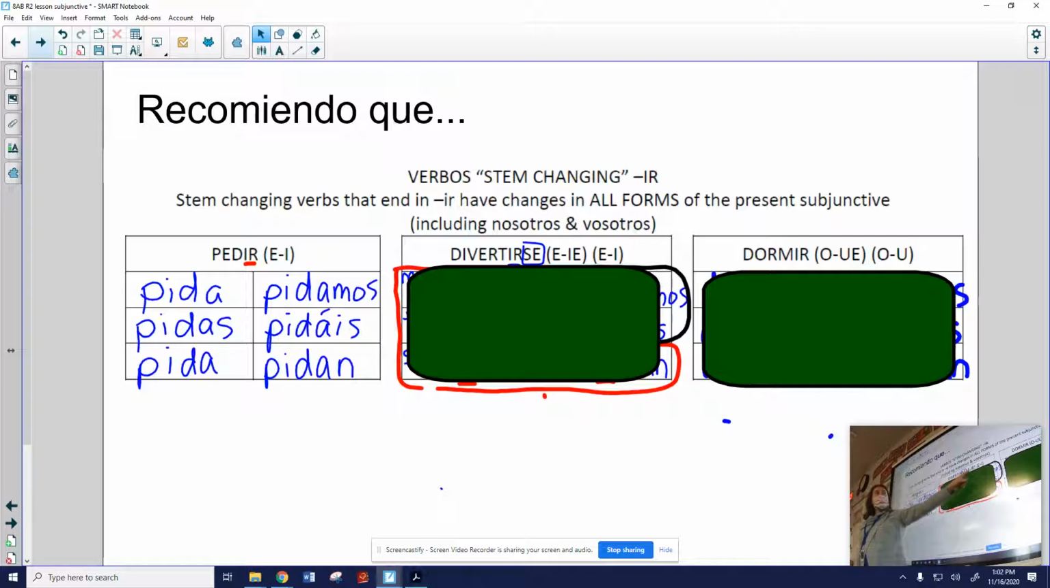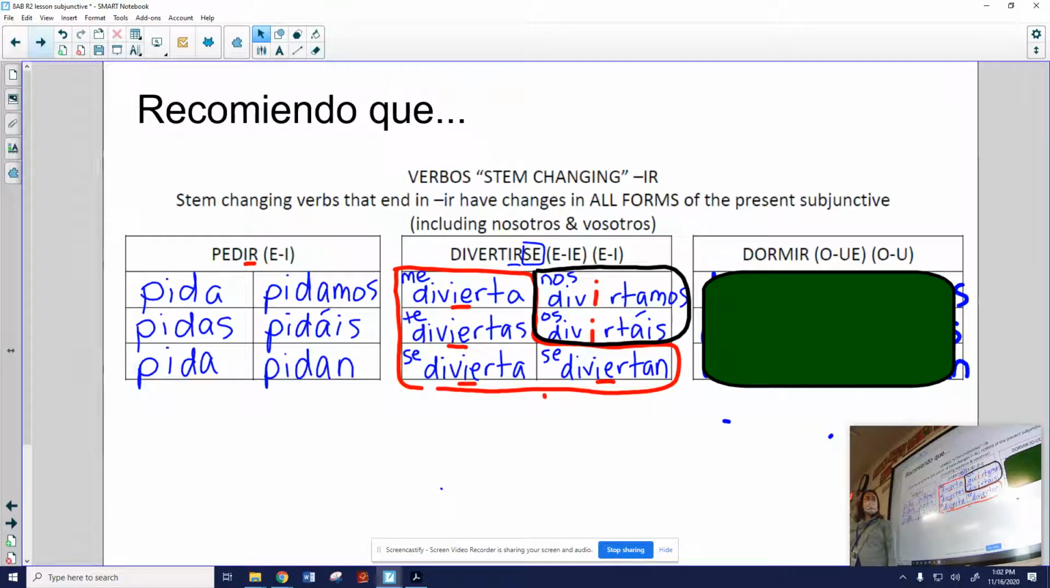Divertirse is an E to IE stem changing verb in the present tense of the indicative and also in the 4 forms in the boot, in the subjunctive mood. In the subjunctive, it's an E to I stem changer in the nosotros and vosotros form. So what we are left with is me divierta, te diviertas, se divierta, nos divertamos, os divertáis, se diviertan. Otra vez. Inside the boot, in the subjunctive, there's an E to IE stem change. Outside the boot, in the subjunctive, there's an E to I stem change.